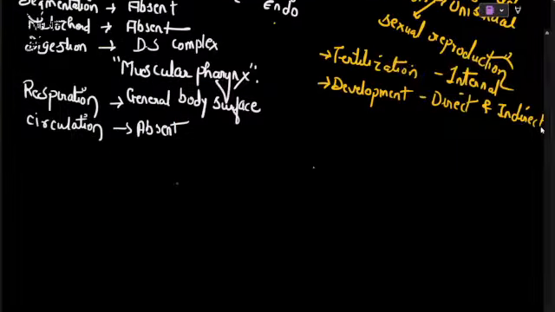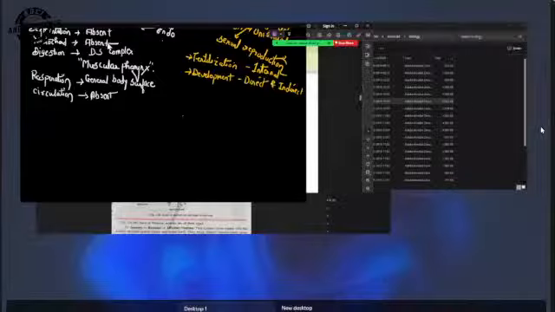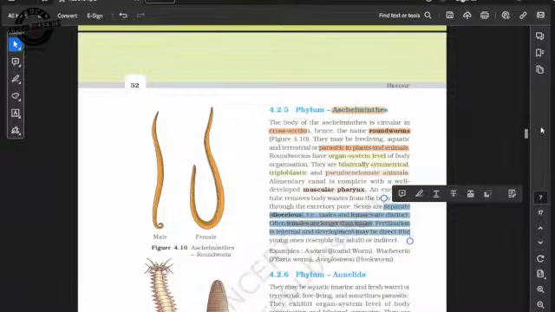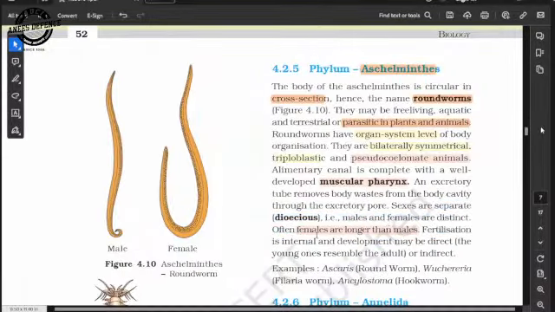In the textbook, they have mentioned that male and females are distinct. Often females are longer than males. They only mentioned the length. So if females are longer, then males are shorter. And if the male has a curved posterior tail, the female has a straight tail. Is it clear?